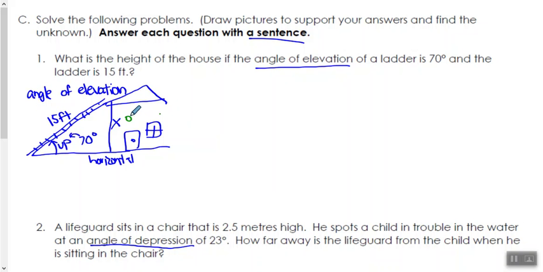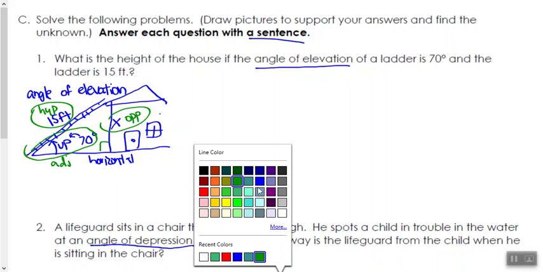Now taking a look, here's my angle. So that means this is the side opposite my angle. And here is my hypotenuse across from my right angle, which means that this was my adjacent. Now I'm looking for the opposite side. I'm given my hypotenuse and I'm given this angle of 70 degrees. So using sine.